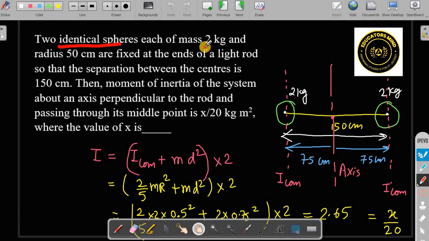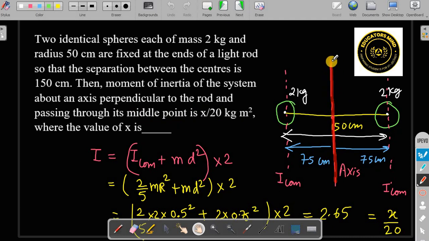Next, two identical spheres, each of mass 2 kg and radius given, are fixed at the ends of a light rod, so that the separation between the centers is 150 centimeters. There is a rod, and the two spheres are connected at the ends. The distance between centers is 150 centimeter, so this side is 75 centimeter and this side 75. This is the midpoint. The mass of each sphere is 2 kg and the radius of each sphere is 50 centimeters. We have to calculate the moment of inertia of the system about an axis perpendicular to the rod and passing through the midpoint.